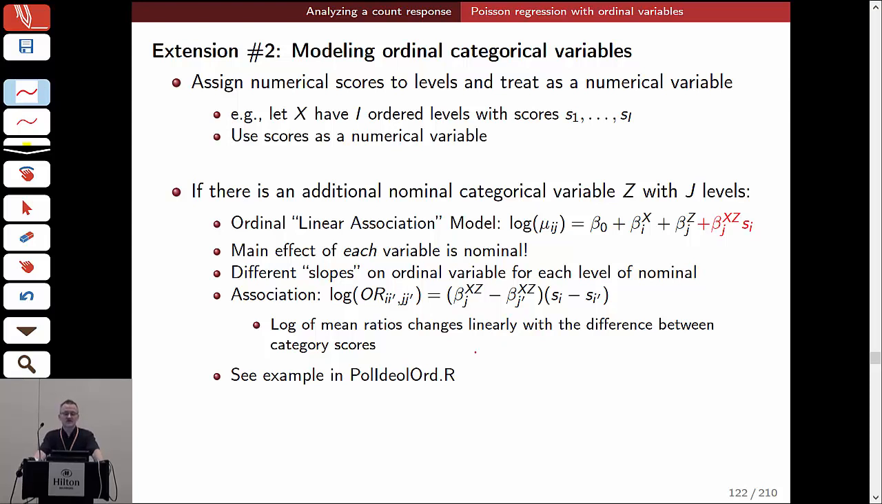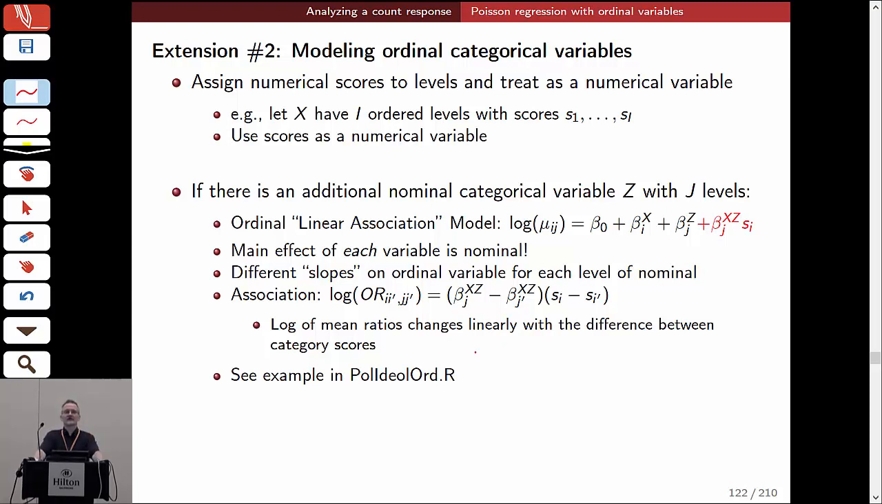Similarly, one can consider ordinal categorical variables. So Chris has already showed you how to model ordinal categorical variables in the context of a multinomial model. You can have a contingency table with ordered categorical variables. For example, the example that we have in the political ideology problem has people self-identifying their belief in the political spectrum from very conservative, somewhat conservative, moderate, somewhat liberal, and very liberal.